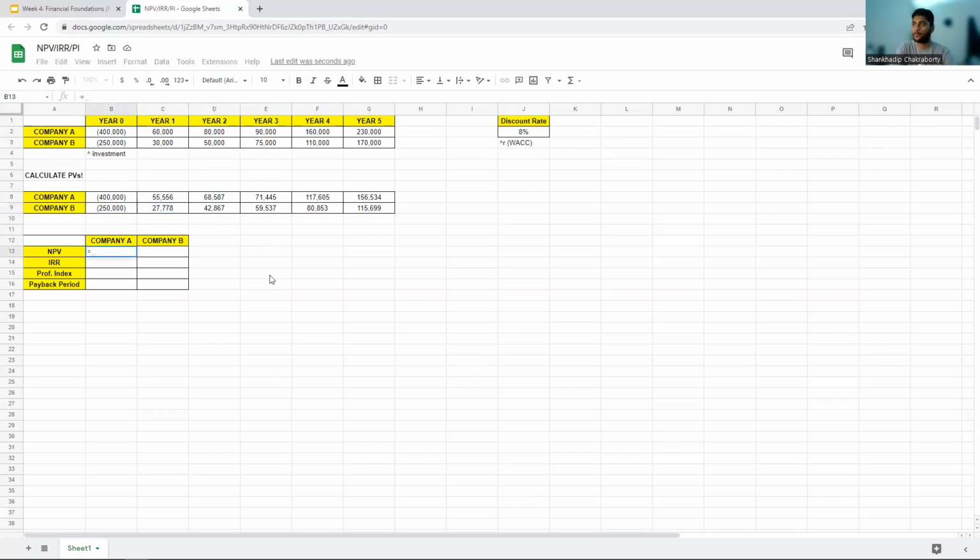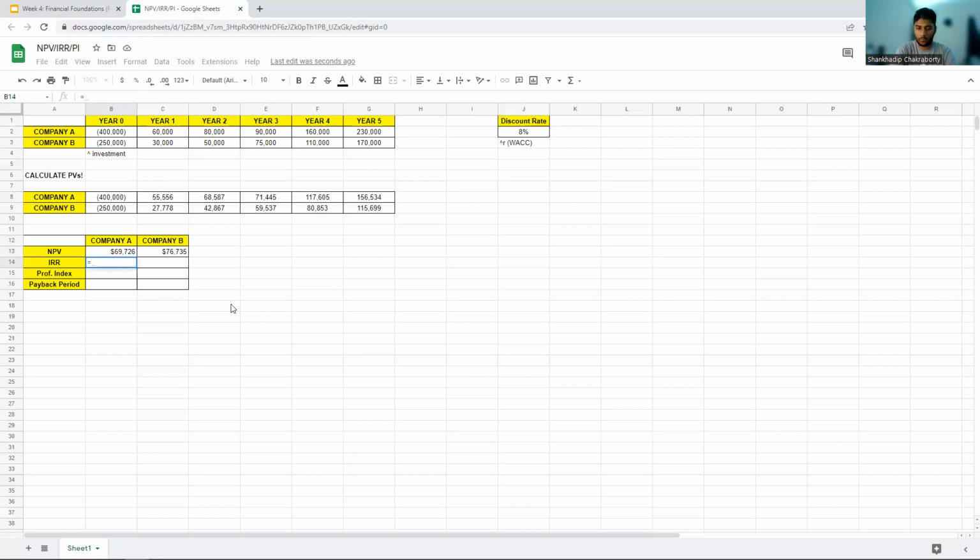Now we do our net present value. Our net present value, the easiest thing to do would just be to take a sum here. Our initial investment, which is already negative, denoted by the parentheses, plus our future discounted cash flows. All right. We do the same thing here. Okay, there we go.